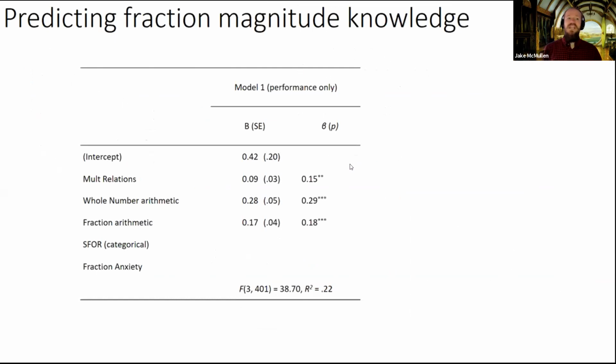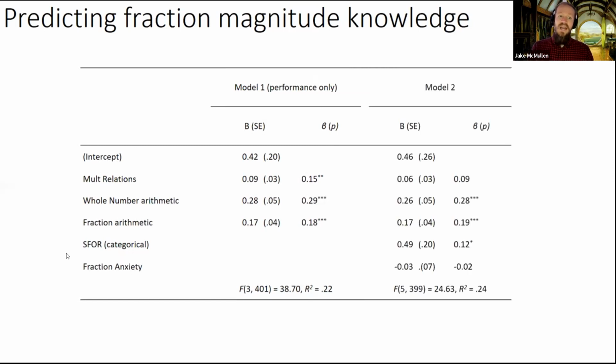Finally, we wanted to look at predicting their performance on the fraction ordering task, the fraction magnitude task, based on their non-symbolic skills, their other math skills, and fraction anxiety. If we first input just their math skills, their ability to describe multiplicative relations, their whole number arithmetic, and their fraction arithmetic, we see that they all significantly predict, though none of these are very strong predictors, considering this is within math tasks. If we add in S4 and fraction anxiety, S4 is predicting, but again, a fairly weak relation.